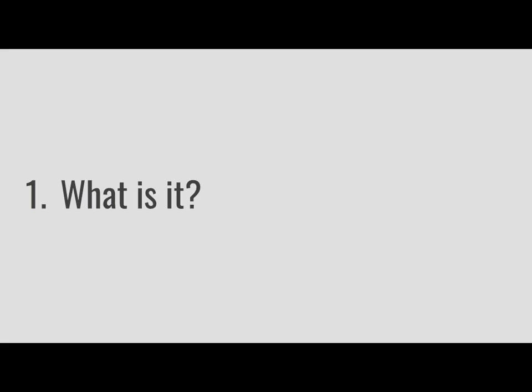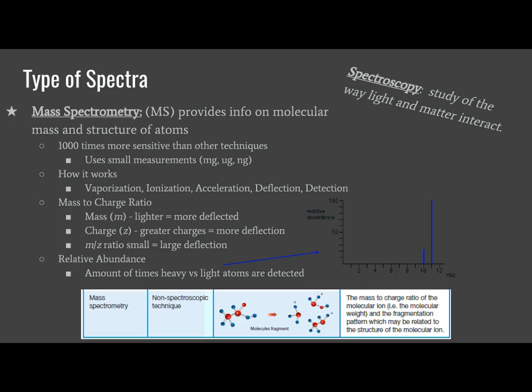So we have mass spec. What is it? It provides molecular info on molecular mass and structure of atoms. It's very sensitive, so it uses very small measurements because the atoms are so small. And there's 5 stages. I'll explain that later. Basically, once it's all said and done, you determine the deflection based off of the mass and the charge of the atoms. The lighter the mass, the more deflected it is, and the greater the charge, the more deflected it is. Then you do a mass to charge ratio, and if the ratio is smaller, the deflection is larger.